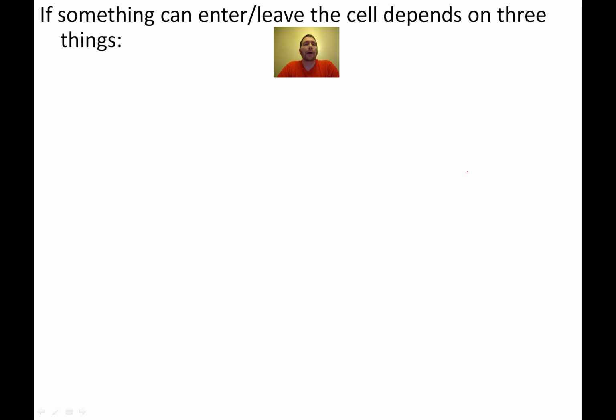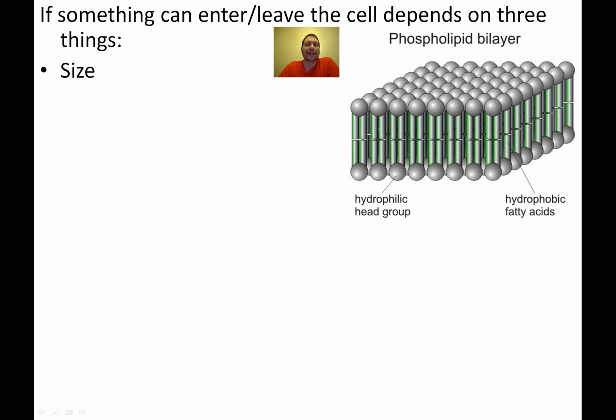So now that we've talked about the structure of the cell membrane, that it's made out of phospholipids and a double layer, and that it's got proteins in it, we can finally start talking about how the cell membrane does its job. Now, the way the cell membrane is built makes it so that there are three major things that control whether or not something can get in or out of the cell based on the structure of the cell membrane. The first one we're going to talk about is size.